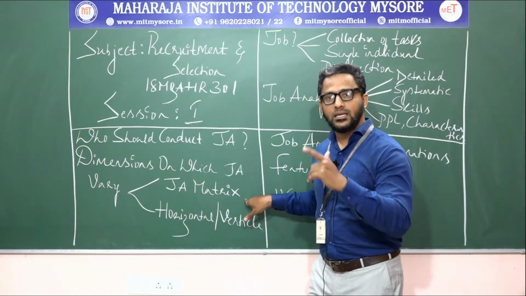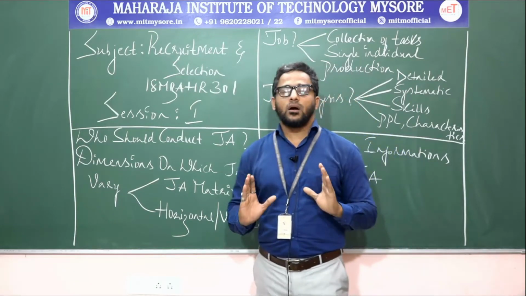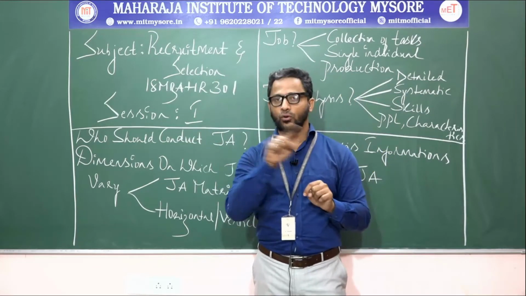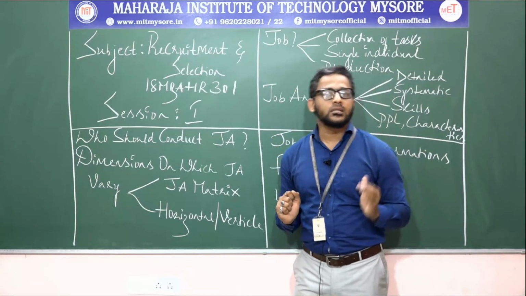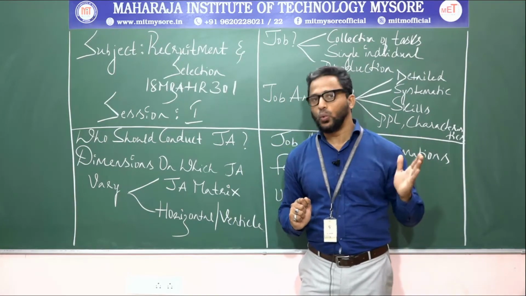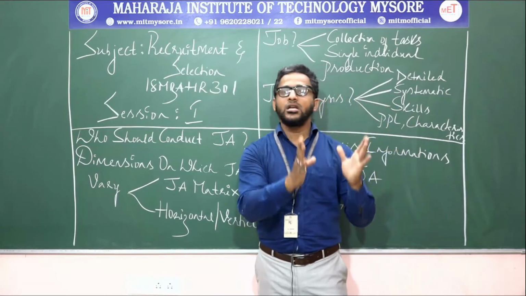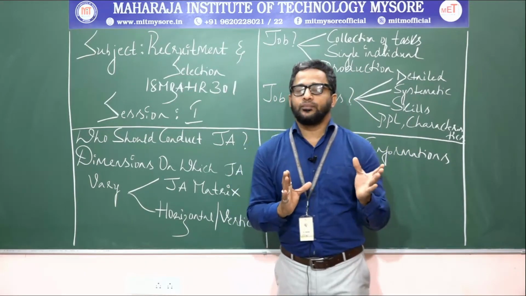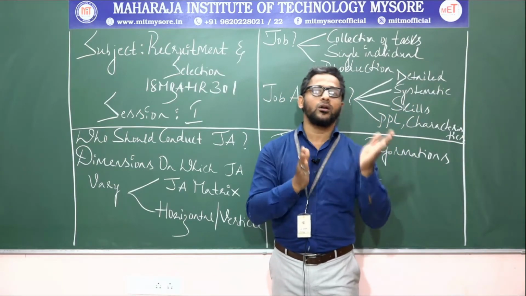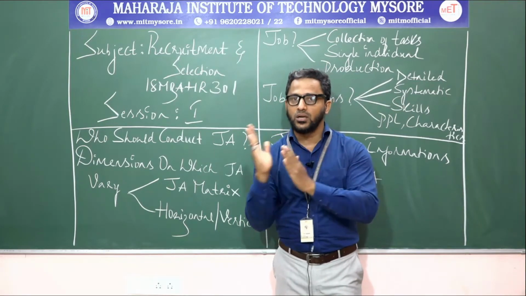So let's see in the next slide what the job analysis matrix says. The job analysis matrix comprises 4 blocks. One block says what the worker does, what an employee or an individual should do. That means it explains an individual employee's duties, what task he has to do, what his responsibility is.